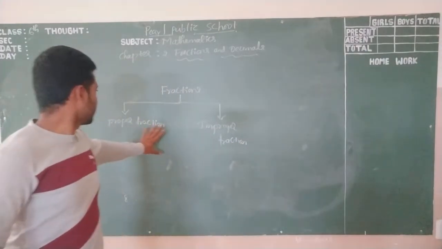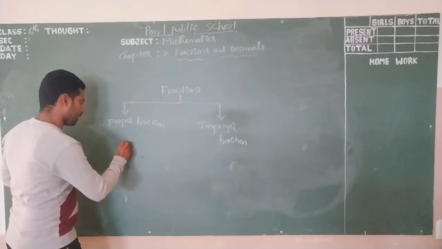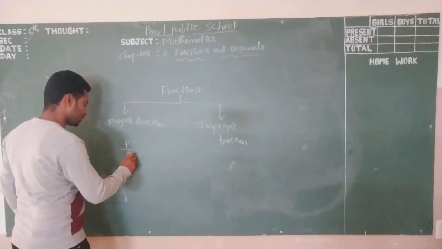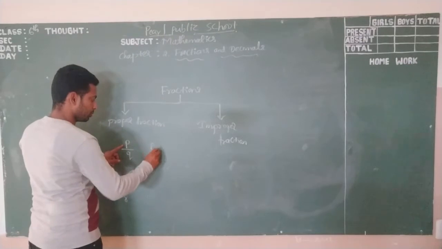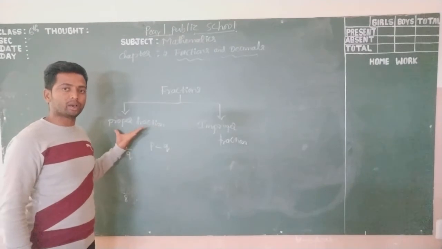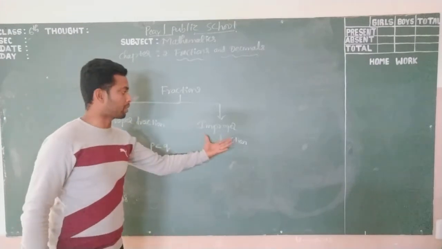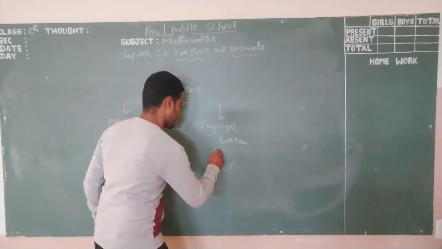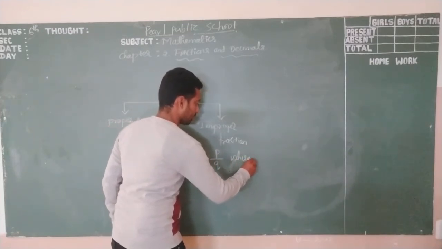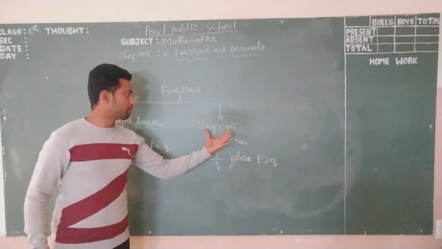Look here. In a proper fraction, the numerator is less than the denominator. Here, p is less than q. Then only we call that fraction a proper fraction. Otherwise it is an improper fraction. What is an improper fraction? Take a general example p by q, where p is greater than q. Such fractions are called improper fractions.